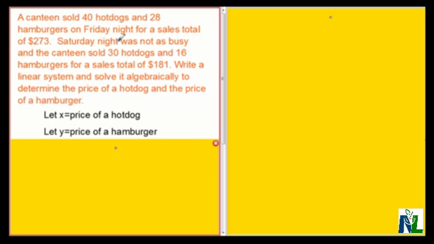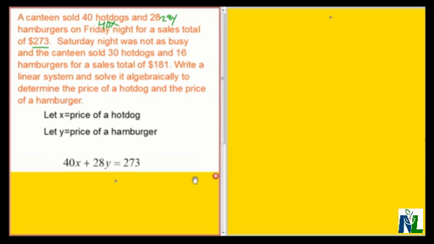For Friday night, the amount of money collected for selling 40 hot dogs can be represented as 40x, or 40 times x. The amount of money collected for selling 28 hamburgers can be represented as 28y, or 28 times y. Since the sales total that night was $273, the first equation is 40x plus 28y equals 273. In other words, the total sales of hot dogs plus the total sales of hamburgers on Friday night was $273.